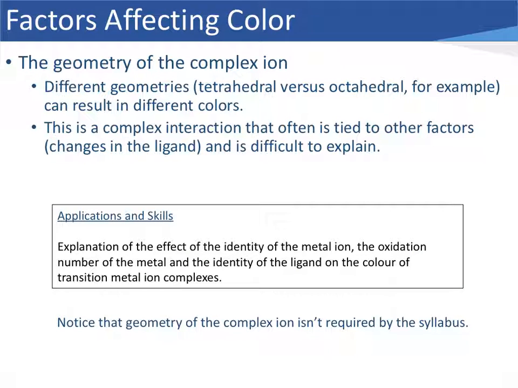The geometry of the complex is also something that affects the color. However, if you look at the applications and skills from the IB, geometry is not listed, and that means we don't really study geometry. Truthfully, it's a very complex interaction. You could spend a week studying transition metal complex ions, like an hour a day, every day for 5 days, and not get all of it. There's so much there. So we're going to skip geometry because it's not required by the IB.